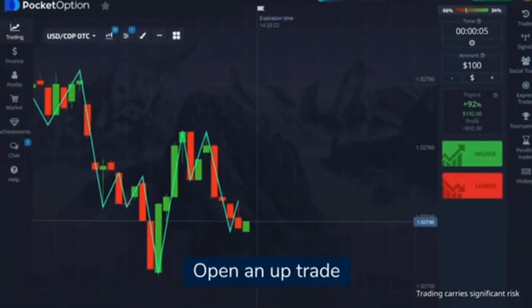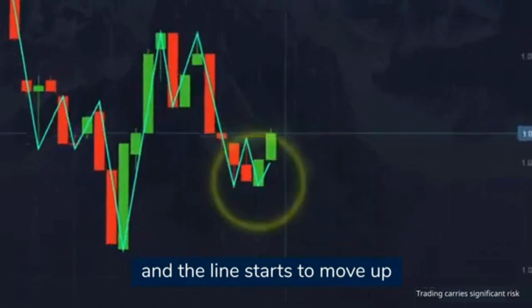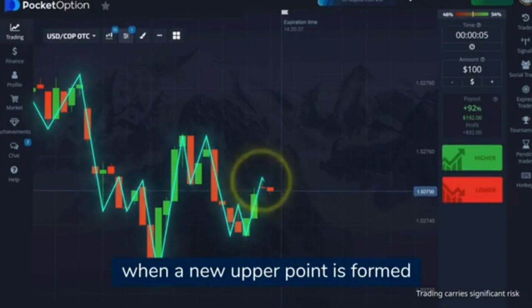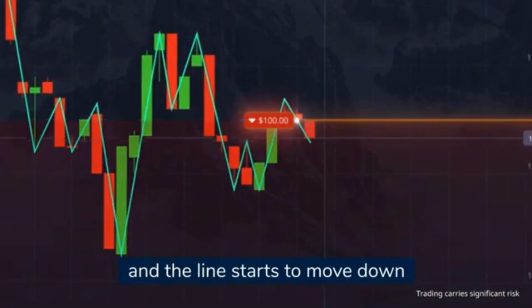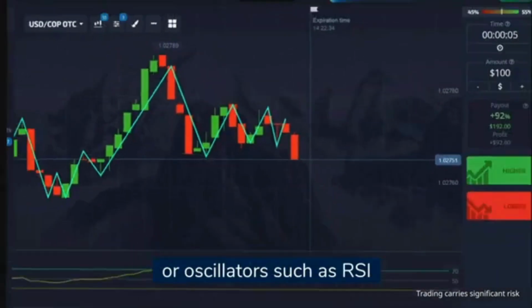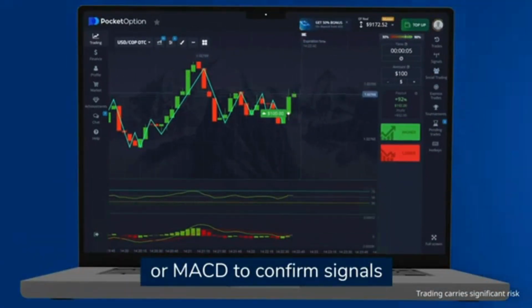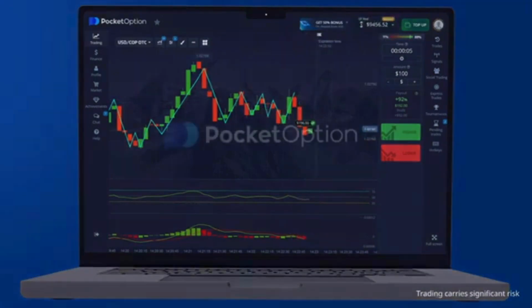Open an up trade when a new low point is formed and the line starts to move up. Open a down trade when a new upper point is formed and the line starts to move down. Use the Zigzag indicator together with volume indicators or oscillators such as RSI or MACD to confirm signals and increase the accuracy of your trades.